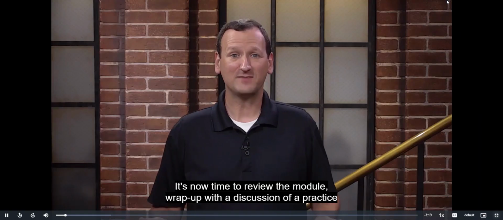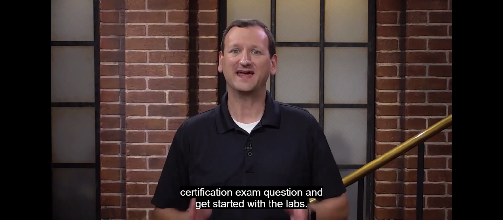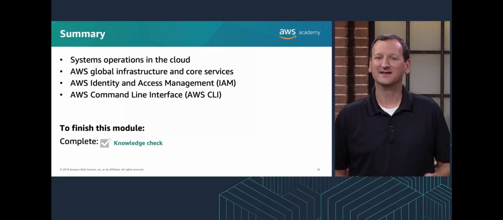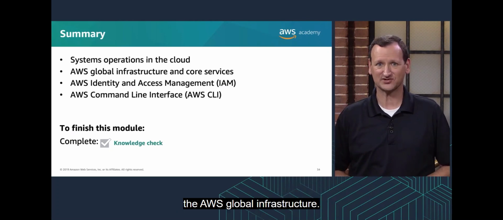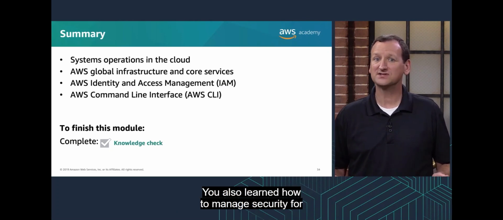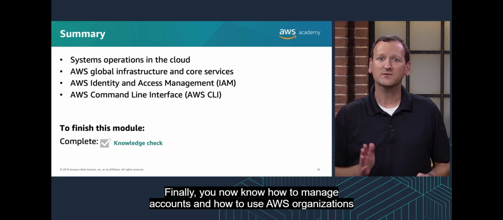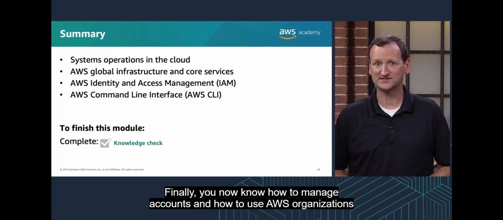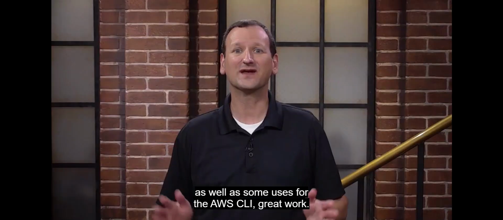It's now time to review the module, wrap up with a discussion of a practice certification exam question, and get started with the labs. In summary, in this module you learned about systems operations in the cloud and the AWS global infrastructure. You also learned how to manage security for your AWS implementation with AWS Identity and Access Management. Finally, you now know how to manage accounts and how to use AWS Organizations, as well as some common uses for the AWS CLI. Great work!